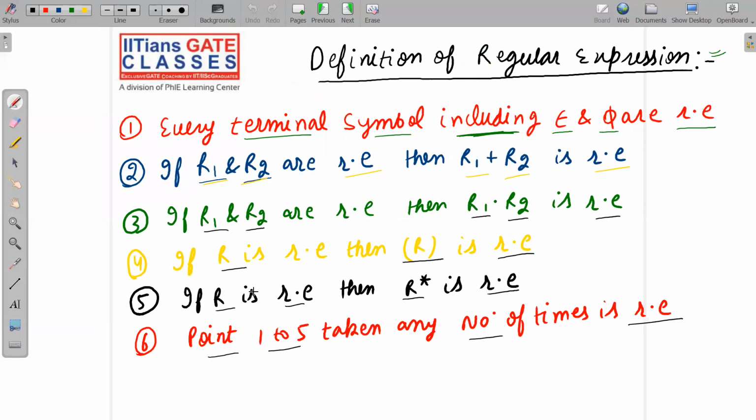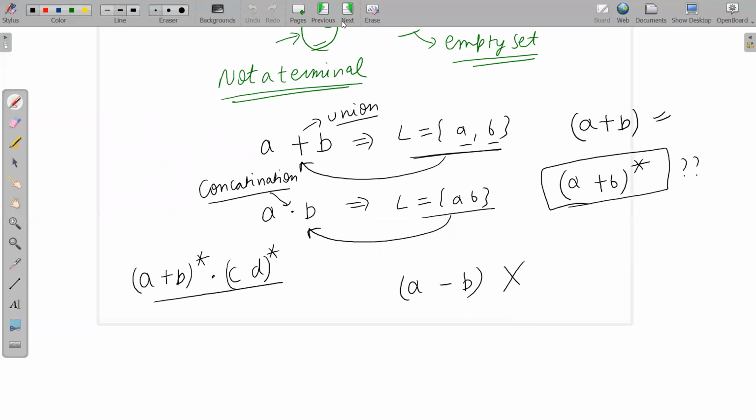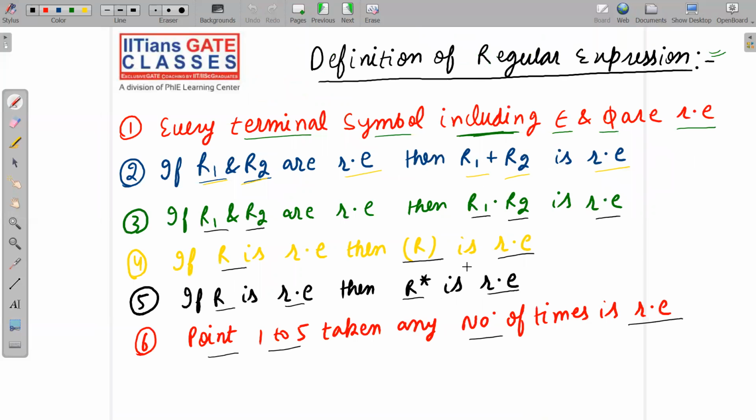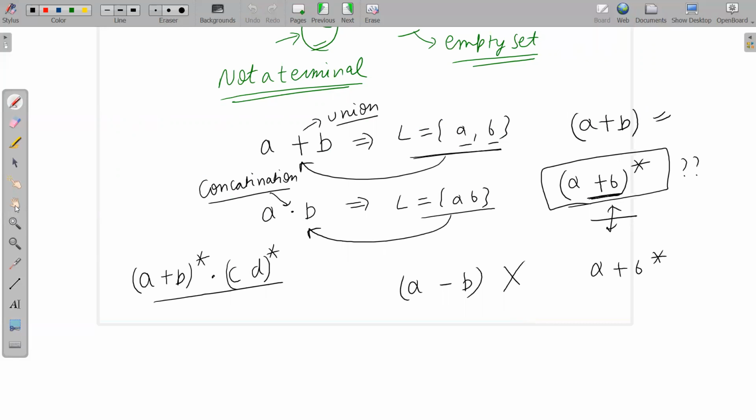Read these points carefully and note them down in your notes. I have not said anything about minus and so on, so a minus b is not a regular expression. I hope I have made the point clear to all of you. What is the basic use of brackets here? I will explain all these things in subsequent slides, but let me tell you one thing: a plus b star and (a plus b) bracket star are not equivalent. Please note this down carefully. So brackets have a very important role to play in regular expressions.